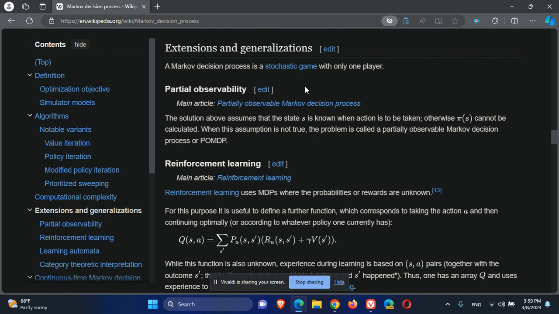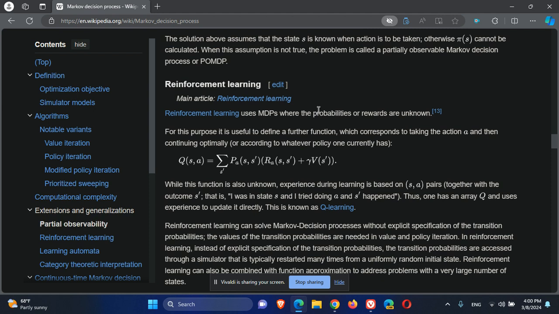Partial observability. The solution above assumes that the state S is known when action is to be taken. Otherwise, pi(S) cannot be calculated. When this assumption is not true, the problem is called a partially observable Markov decision process, or POMDP. Reinforcement learning.